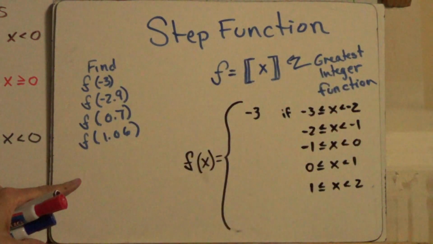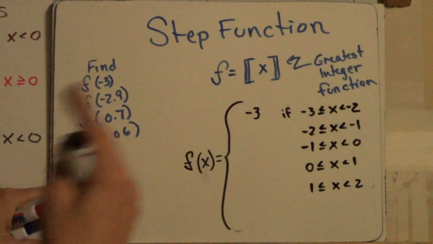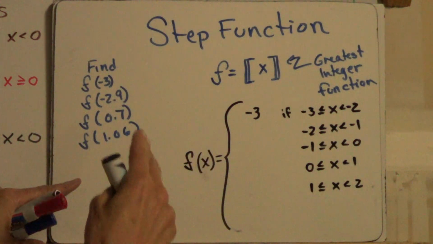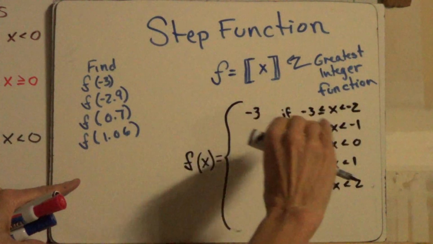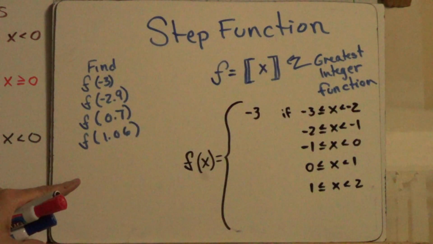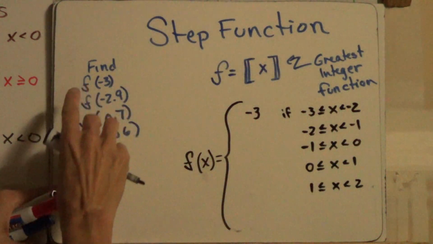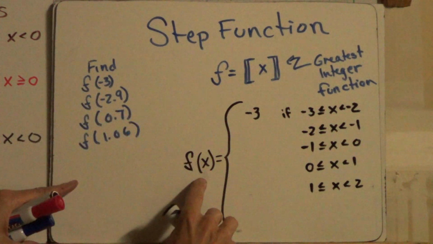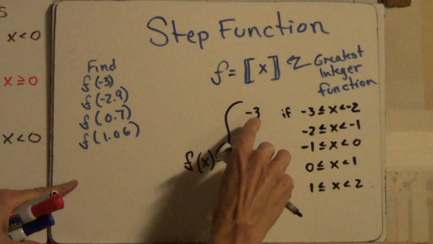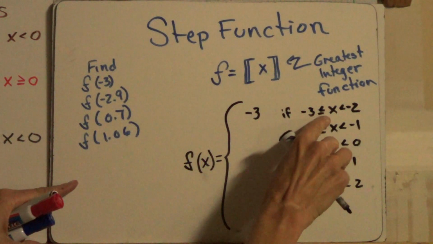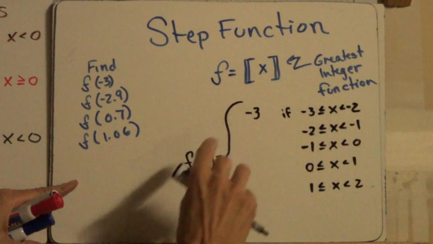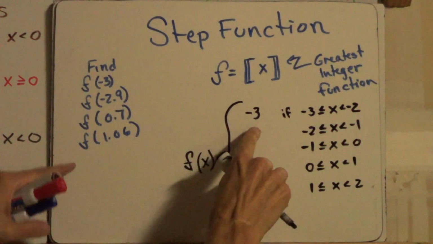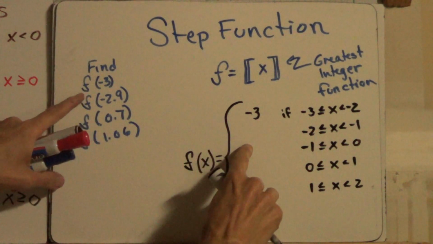Now a step function may be seen as this. That means greatest integer function. So what it means is that as you plug these in, you're meeting parameters that are like a step, and it will make more sense here in a minute on the graph. But if I plug in negative 3 for x, negative 3 is equal to or less than negative 2. Okay? So the answer is negative 3.